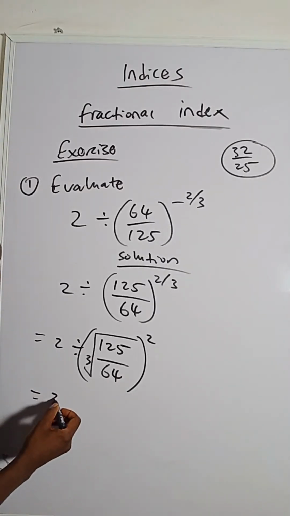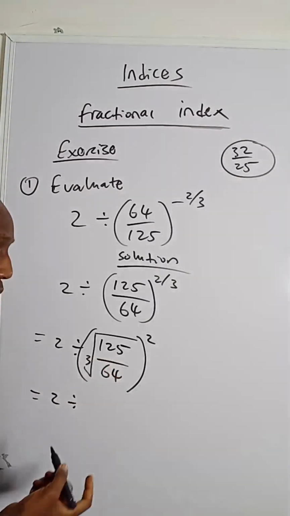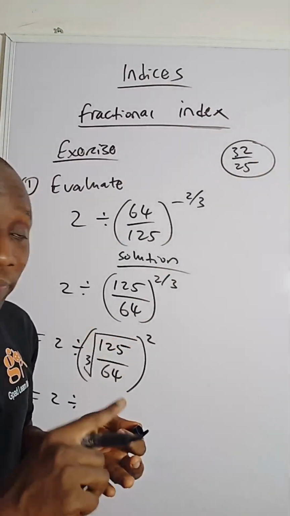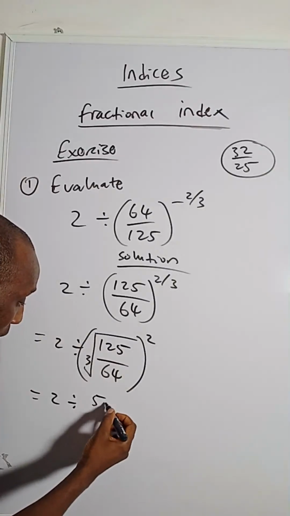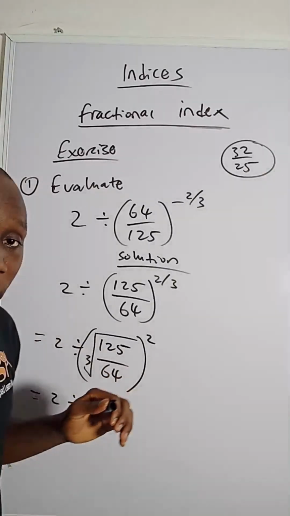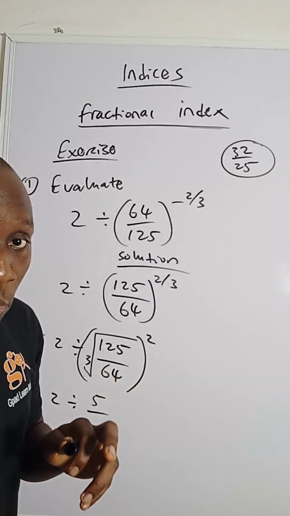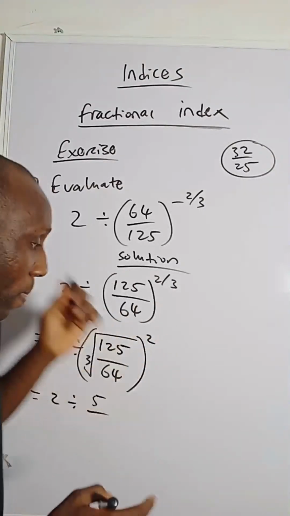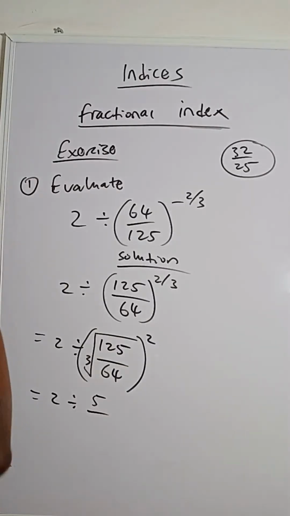So this is equal to 2 divided by, what is the cube root of 125? It is 5, because 5 times 5 times 5 is 125. So that's 5 over, what about 64? The cube root of 64 is 4. 4 times 4 is 16, 16 times 4 is 64.